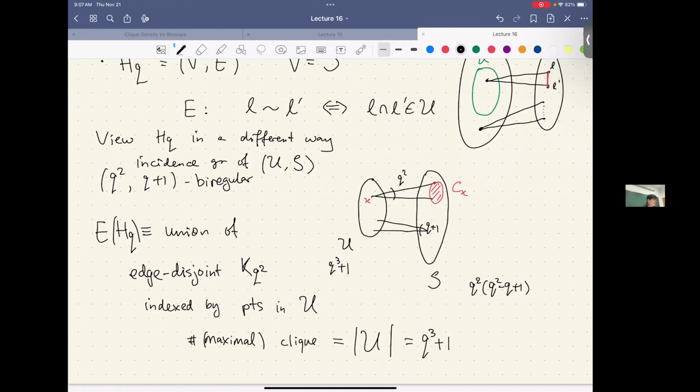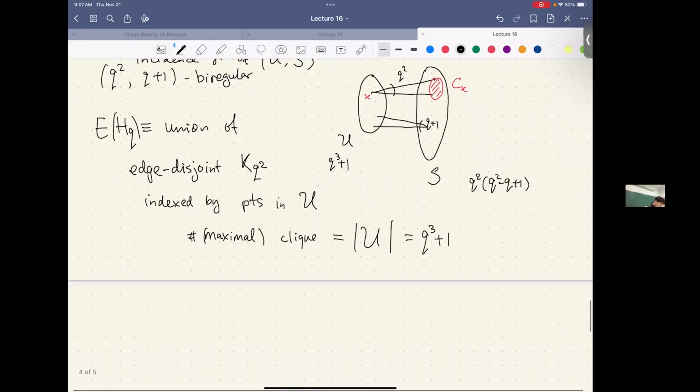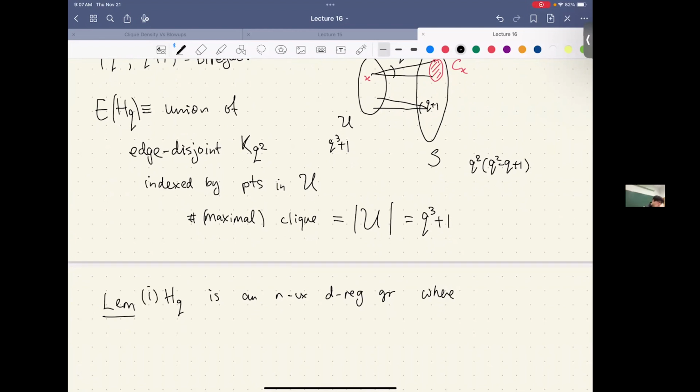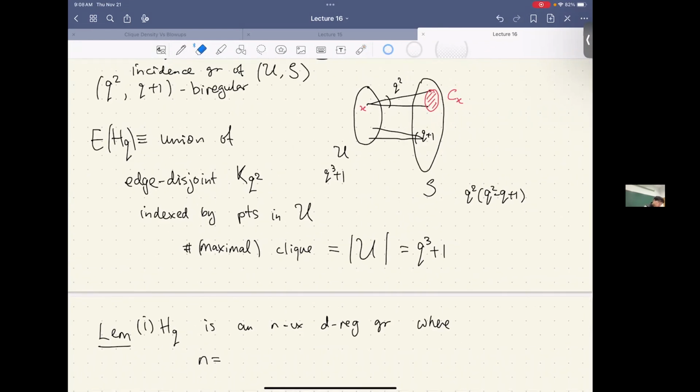Now let's list the properties of HQ. This is a lemma. HQ is an n-vertex d-regular graph, where n equals the number of secant lines. So the number of vertices is q squared minus q plus 1.